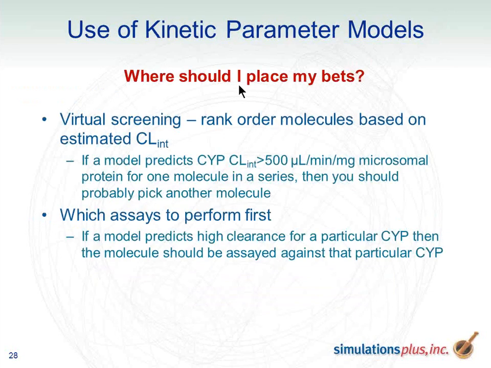So why would someone use these kinetic models? Basically what you're trying to do is find evidence of where I should place my bets or what experiments to perform. It can be used in virtual screening where you have a large number of molecules and you want to avoid ones that are cleared rapidly. If the model predicts very high clearance, then you should probably pick another molecule. Hopefully you've got enough virtual molecules that you wind up with something in the end.